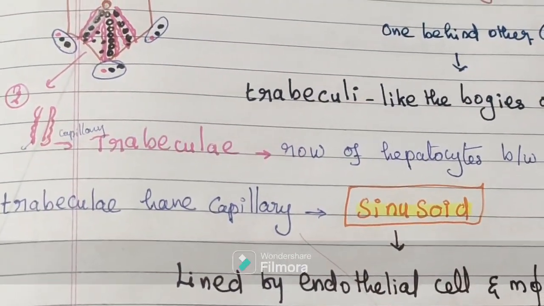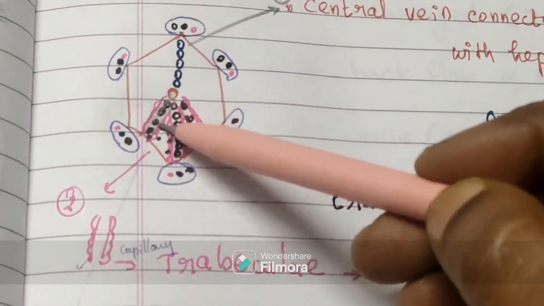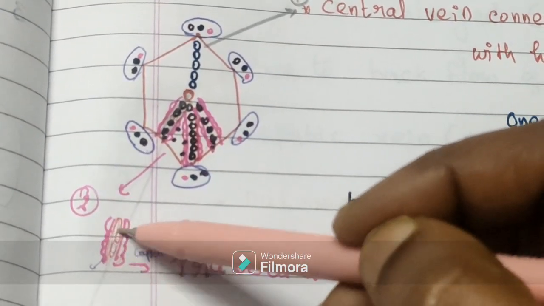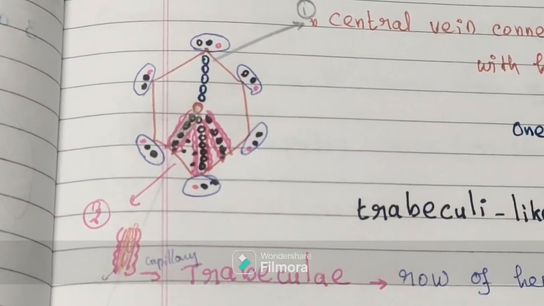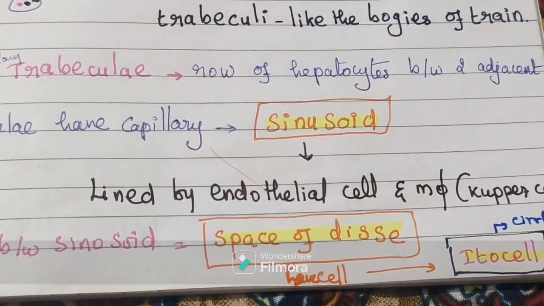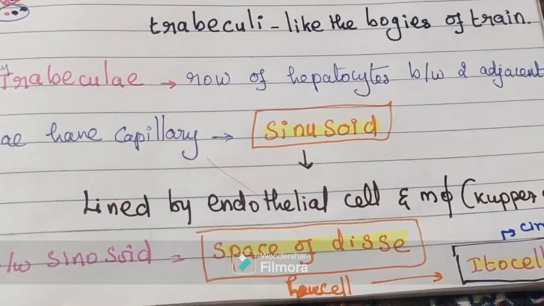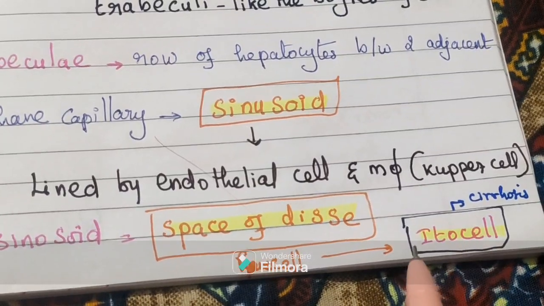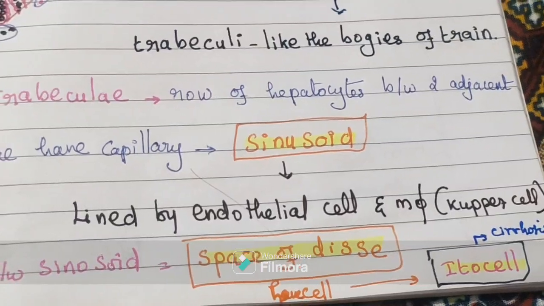The space between the sinusoid and the hepatocytes is present here. That space is called the space of Disse. The space of Disse contains a special cell. That cell is called the stellate cell. This stellate cell is important. It causes cirrhosis of the liver. This stellate cell causes cirrhosis of the liver.